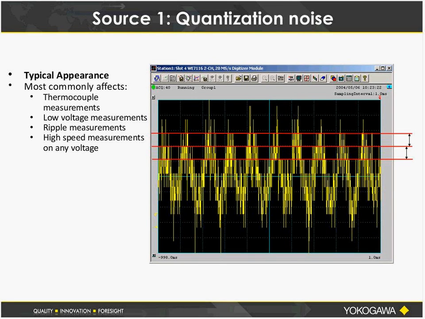And this is especially going to affect low voltage measurements, things like thermocouples, ripple measurements where you have, again, a small voltage but on top of a DC offset potentially, or high-speed measurements on any voltages. And I say high-speed because there is a trade-off of bit resolution versus frequency. So the higher speed data acquisition types of systems are often 8 bits or in that range, 8 bits, 10 bits, 12 bits. So quantization noise, what causes this effect?